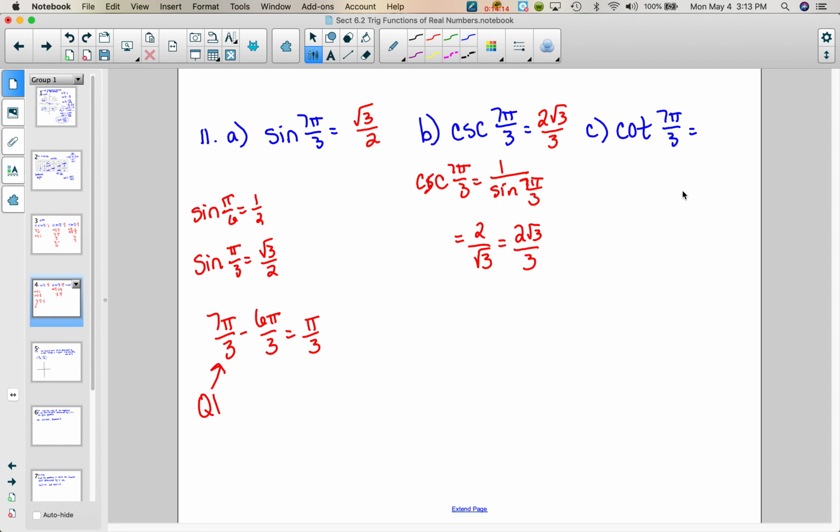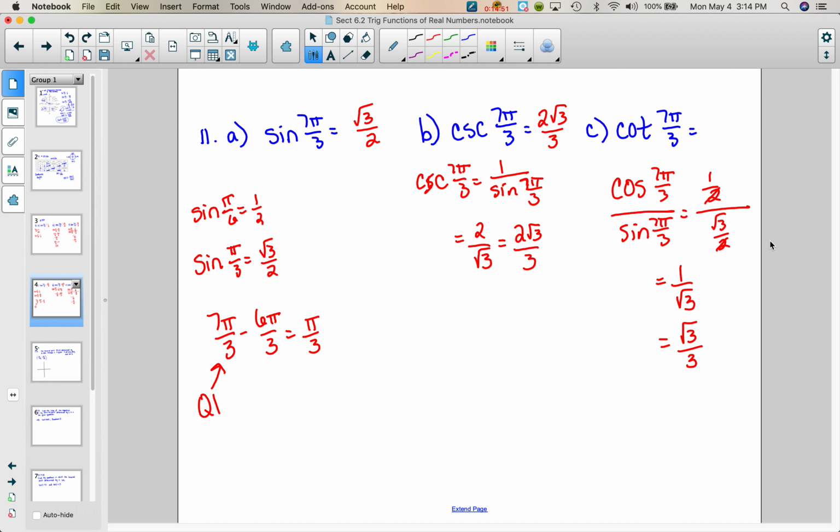And then cotangent of 7 pi over 3. Now it's cotangent this time, so I'm going to say cosine of 7 pi over 3 over sine of 7 pi over 3. I already know this one, we already did it: root 3 over 2, and we already determined it was quadrant 1. So if this is root 3 over 2, the sine is the other one, so it has to be a half. And the 2's cancel. I get 1 over root 3, which rationalizes to root 3 over 3.